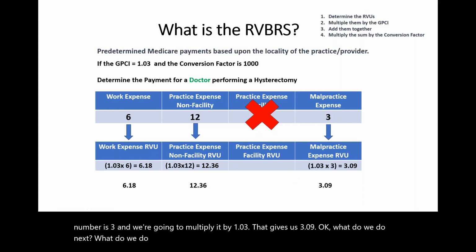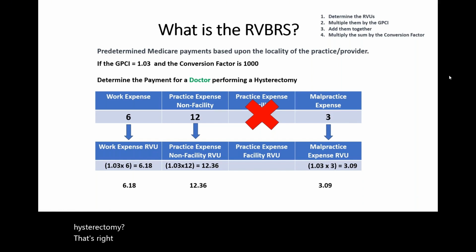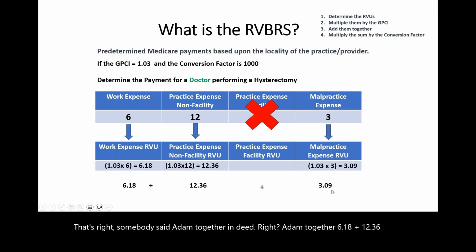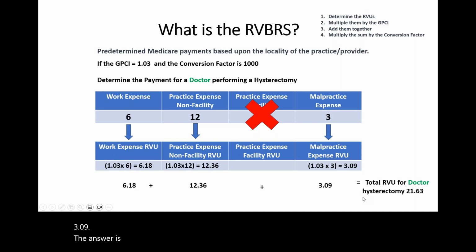Okay, what do we do next? What do we do to get the total RVU for this doctor carrying out a hysterectomy? That's right. Somebody said, add them together. Indeed. Right, add them together. 6.18 plus 12.36 plus 3.09. The answer is 21.63.